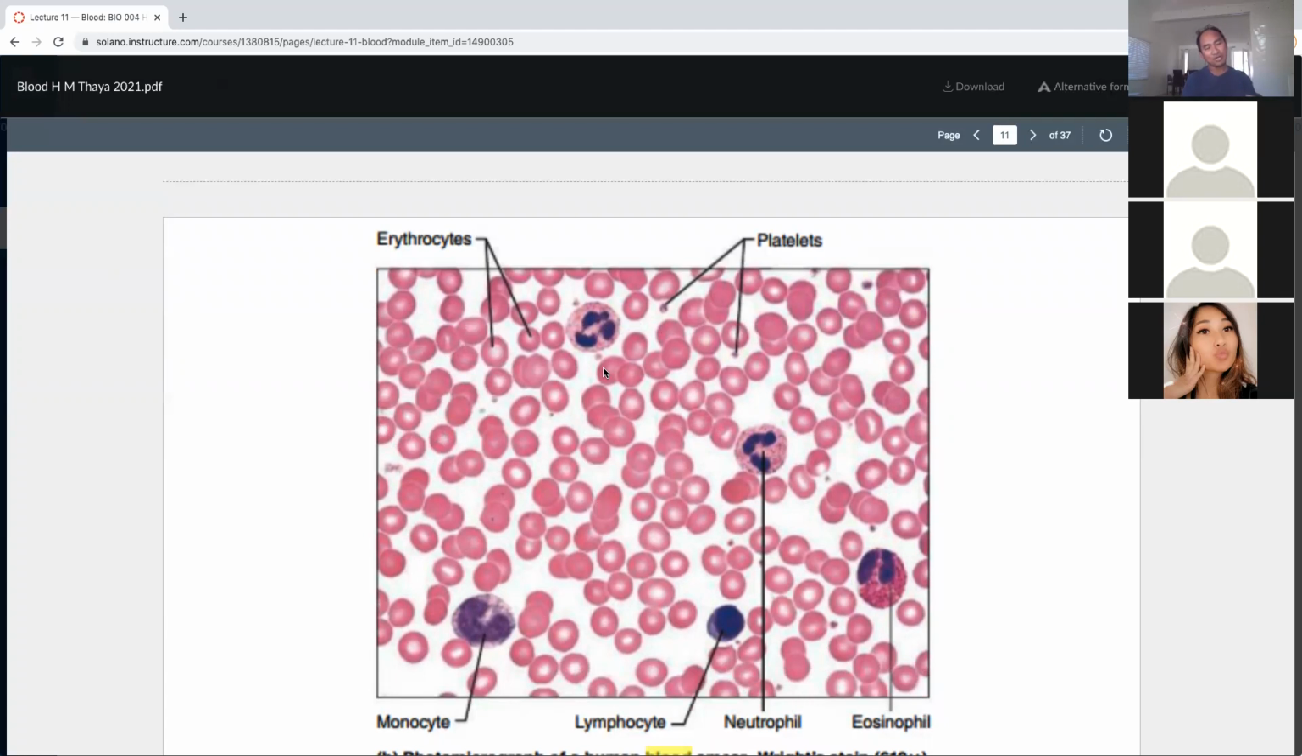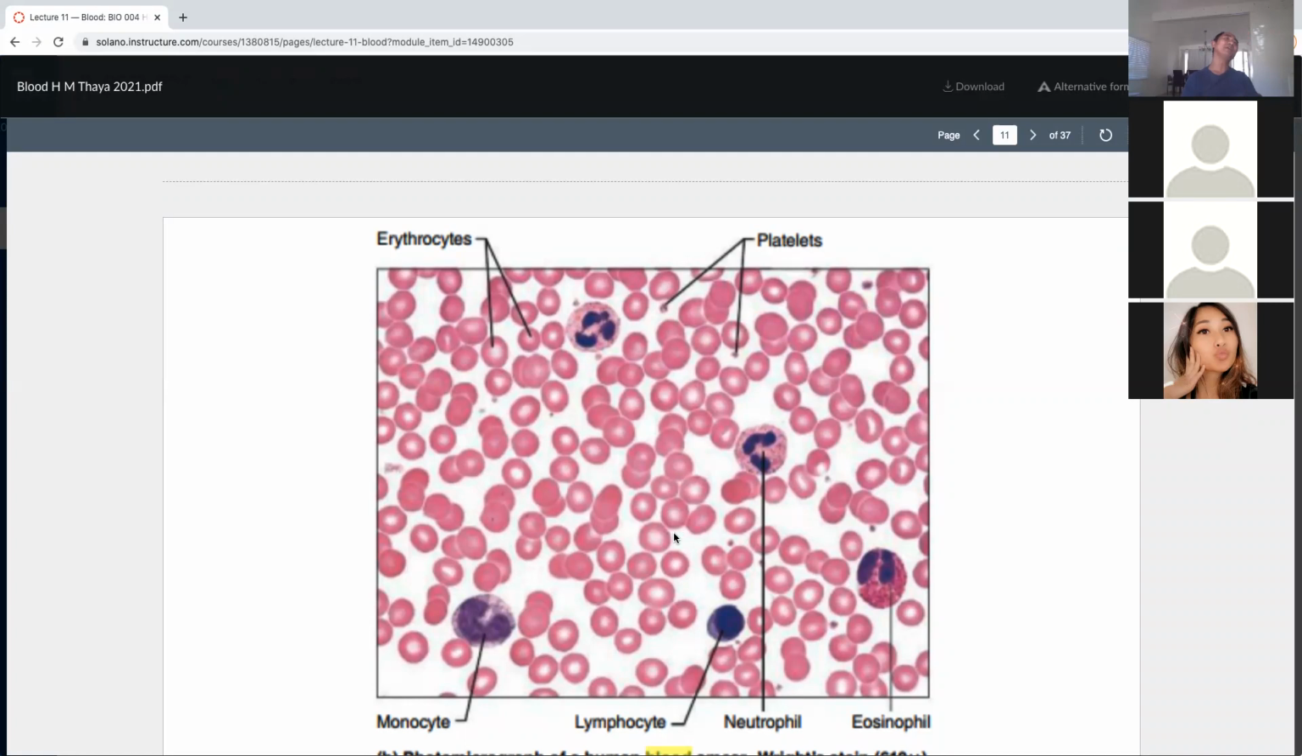So the way we try to remember is Never Let Monkey Eat Banana. Neutrophil, most common, therefore we see 2 neutrophils. Let, lymphocyte, here lymphocyte. Monkey, monocyte. Eat, eosinophil. Banana, basophil. We don't even see it because basophil contributes less than 1% of the cells, and therefore it's not surprising if we do not see basophil.